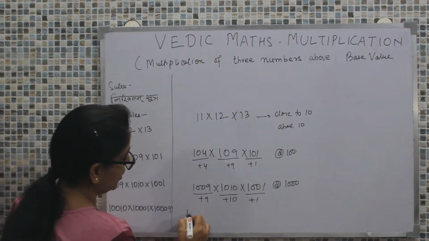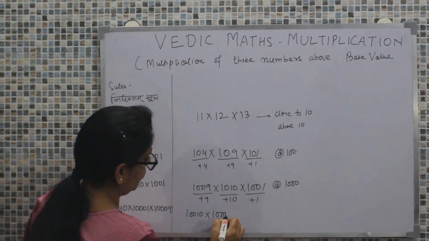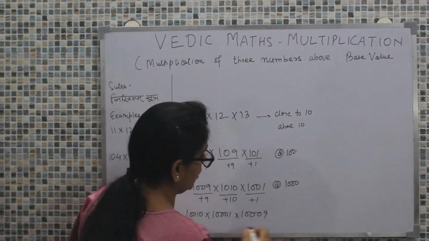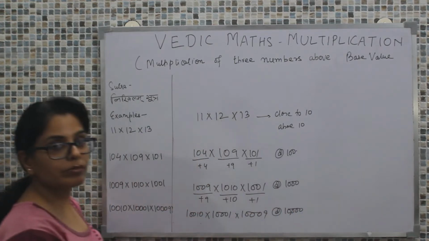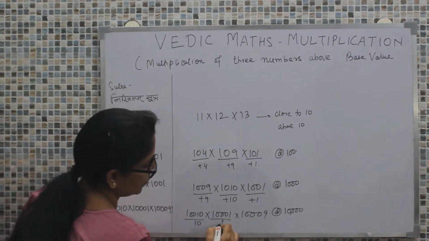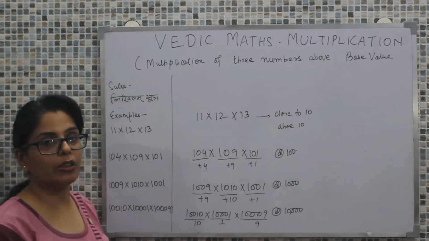The last example is 1010 into 1001 into 1009. Here the base value is 10,000 and this number is 10 above, this number is 1 above and this number is 9 above with respect to 10,000.